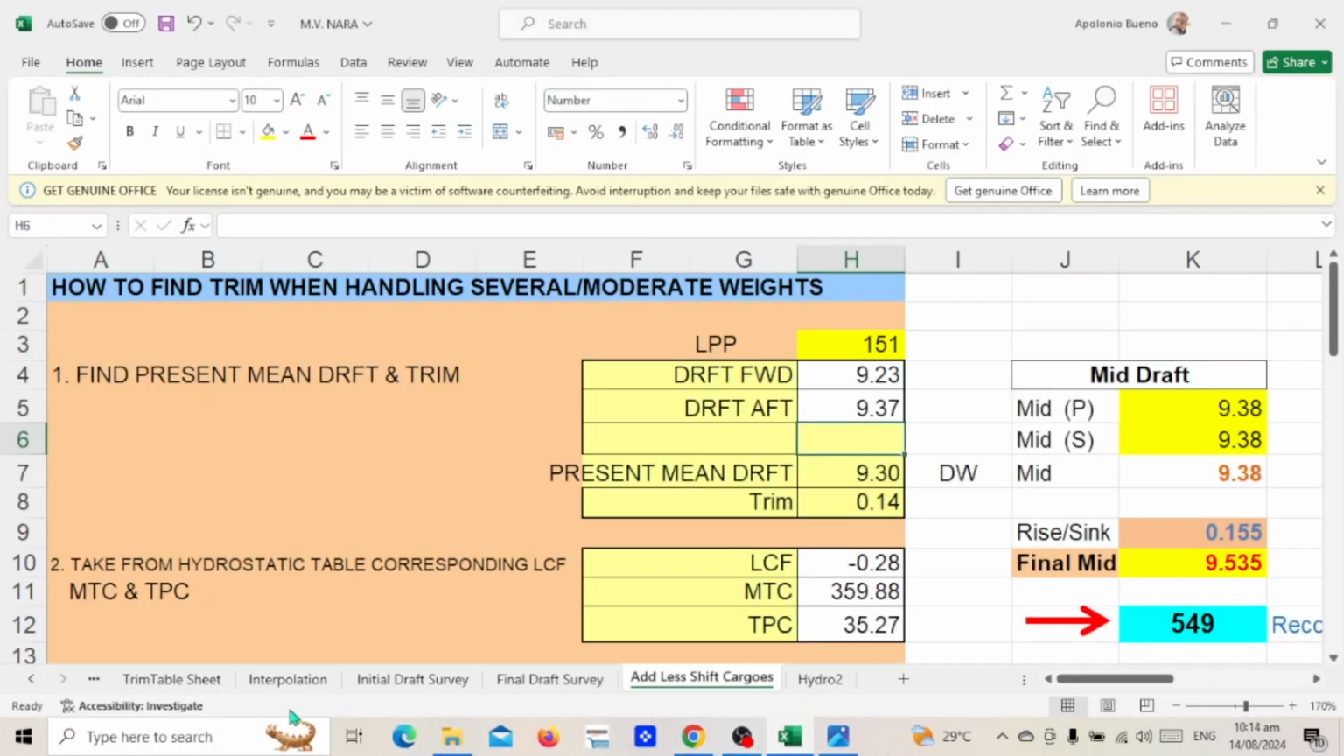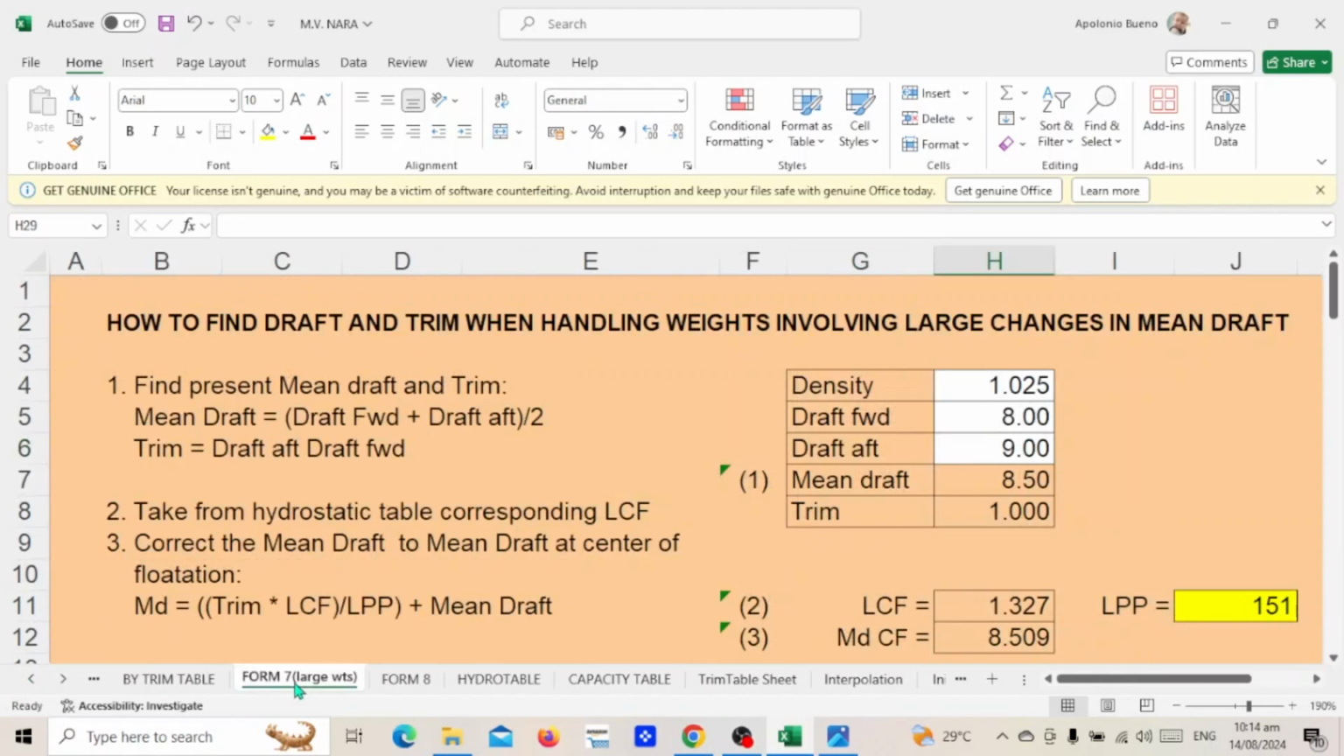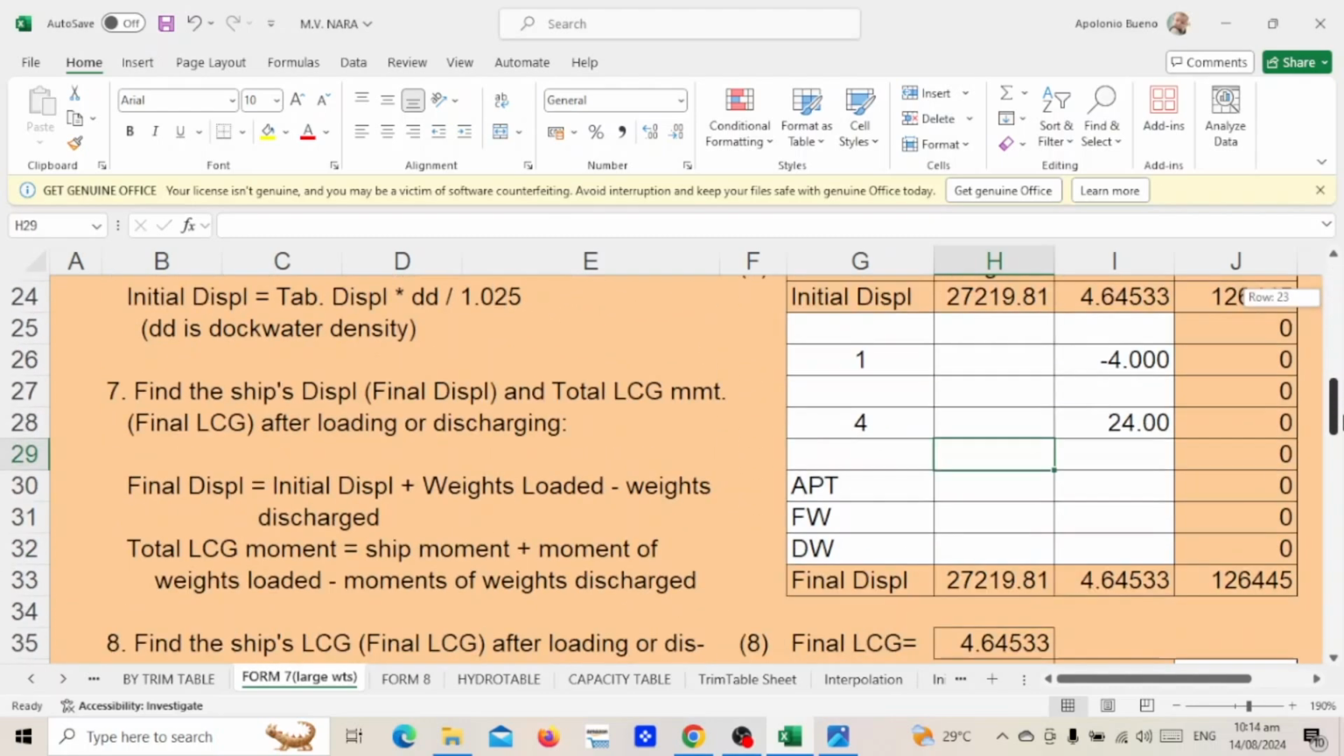Okay, let's go to form number 7. This is form number 7, how to find draft and trim handling weights involving large changes in draft. Now let's assume that the vessel is floating in the seawater at port or at anchorage, and the density of seawater is 1.025, and you also place here 1025.